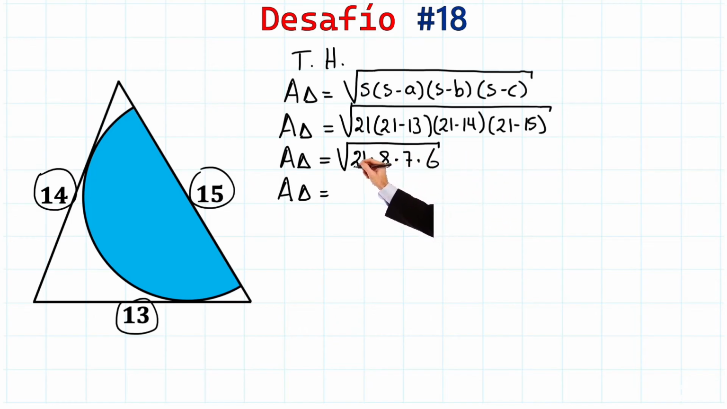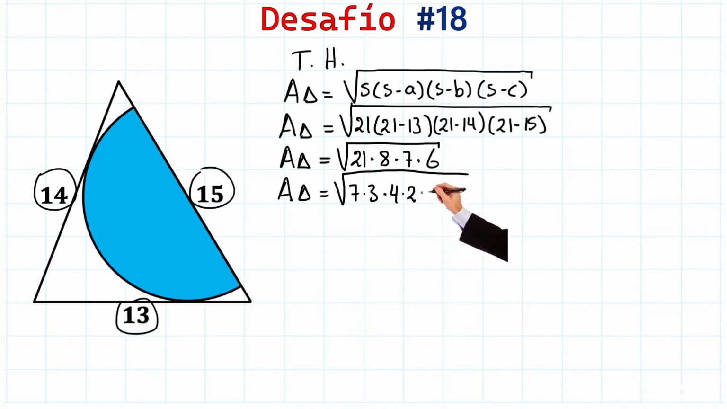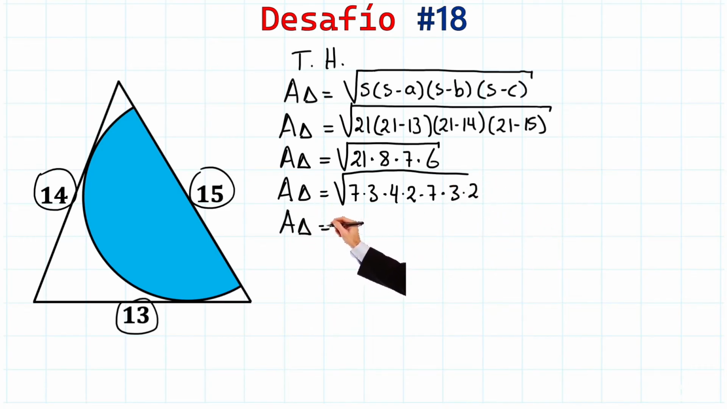Okay? We have 21. The square root, let's see. 21 can be written as 7 times 3. And then 8 can be written as 4 times 2. And this 7 stays the same. And this 6 can be written as 3 times 2. And see, the area of the triangle is equal.